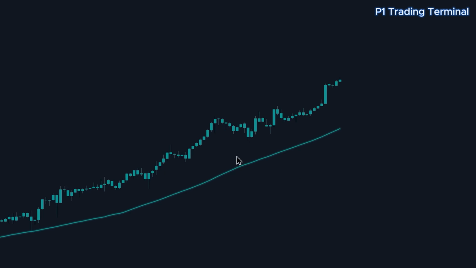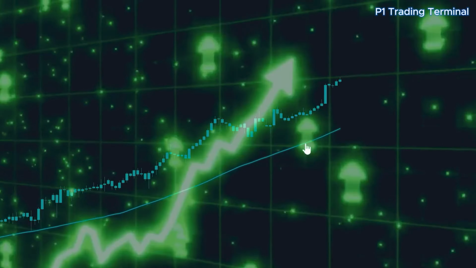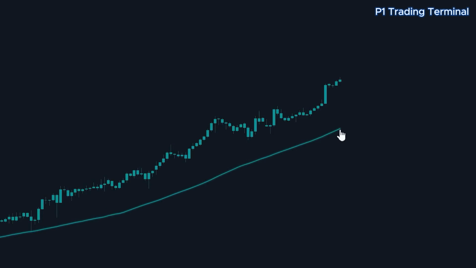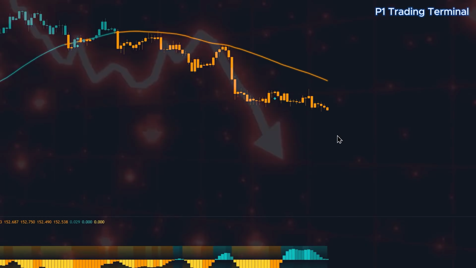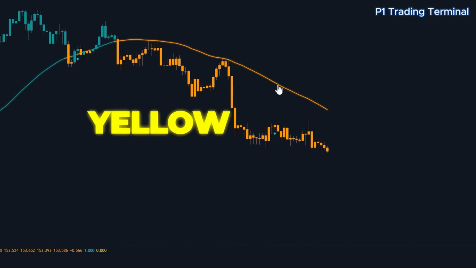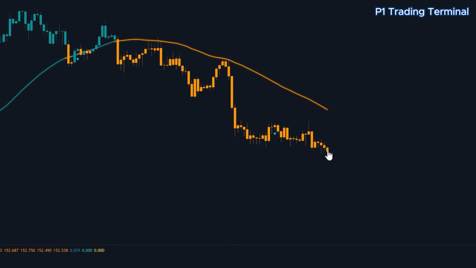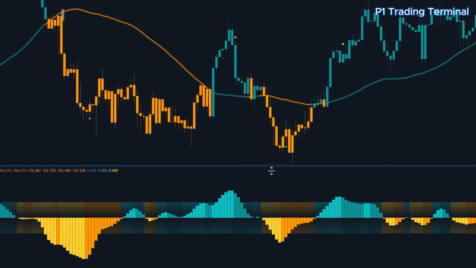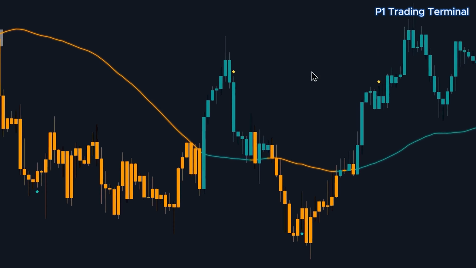This is a bullish trend. As you can see, you just want to make sure that the color of the moving average is blue, and the price is consistently trading above the moving average. Conversely, if this is a bearish trend, the moving average should be colored yellow, with the price consistently trading below the moving average.